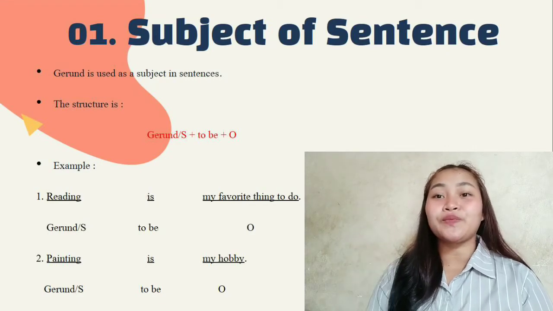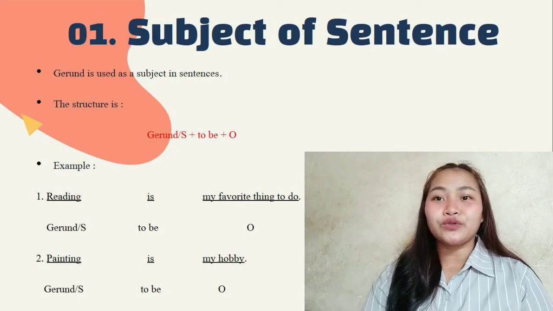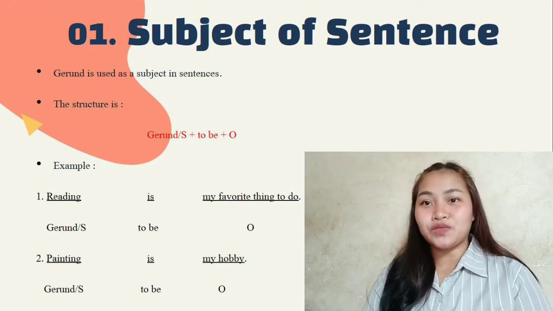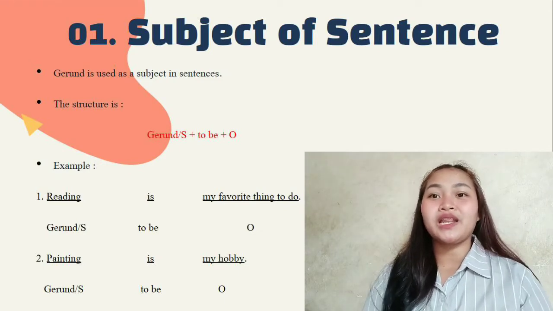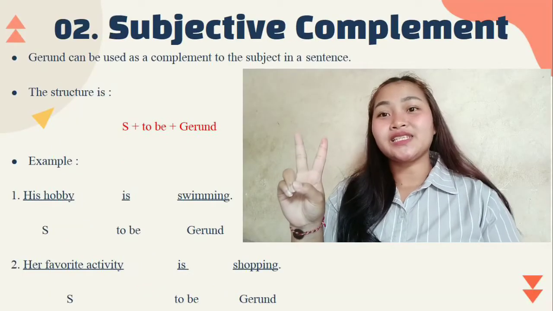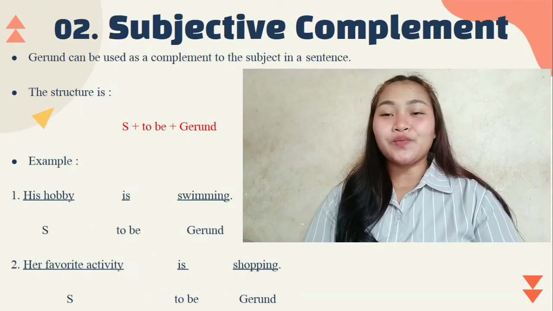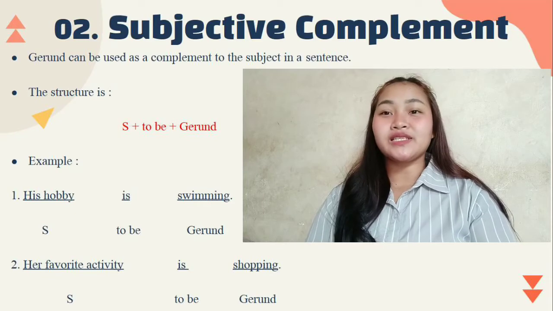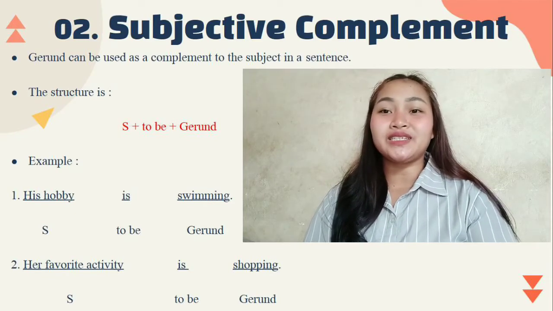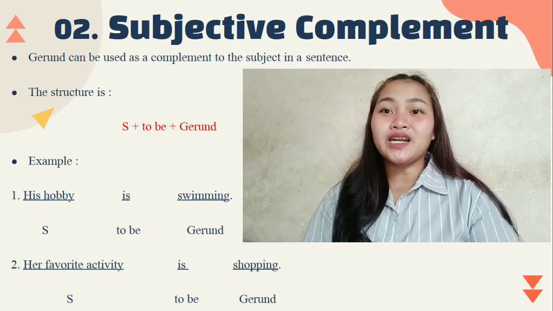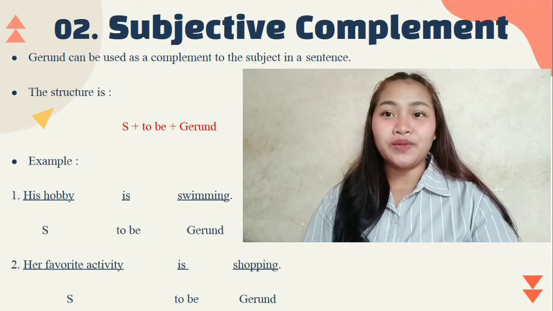Number 2 is painting is my hobby. So painting as gerund or subject is as to be and my hobby as object. For the second is subjective complement. In this part, gerund can be used as complement to the subject in a sentence. So the structure is subject plus to be plus gerund.